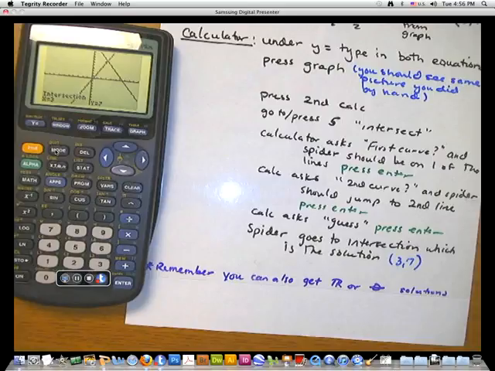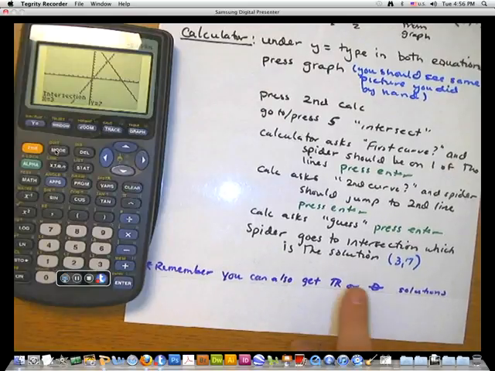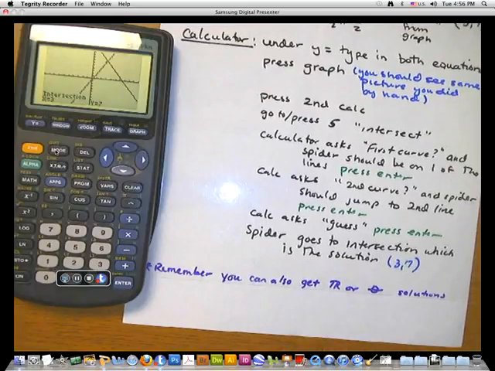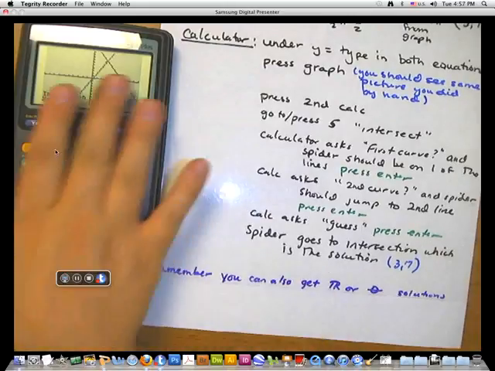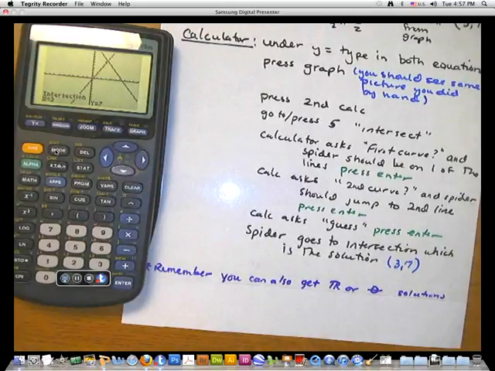Now keep in mind, you can get all reals and you can get no solutions, because either the lines never touch, that's no solution, parallel, or the lines are the same, which is all reals. So you can still see and get those on your calculator. So that's how we're going to use our calculator on the second part of 3.1.